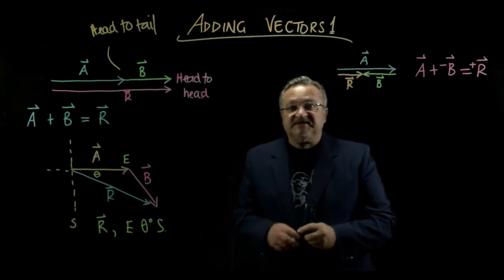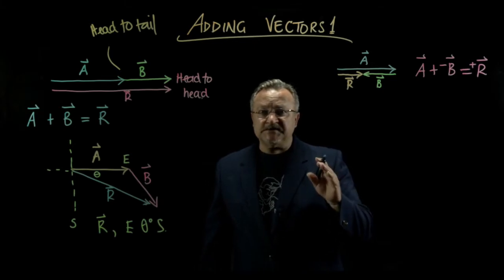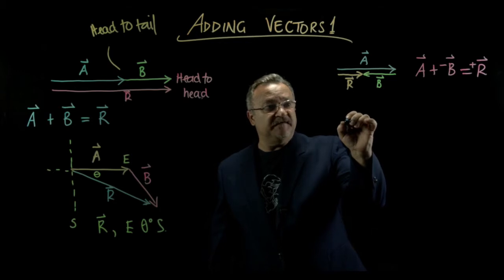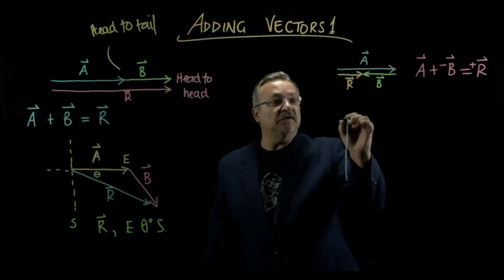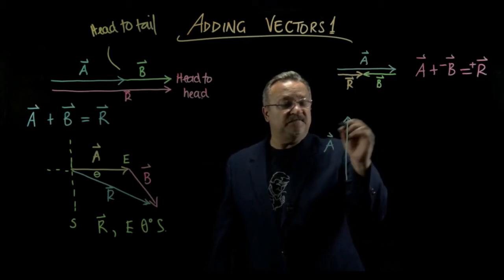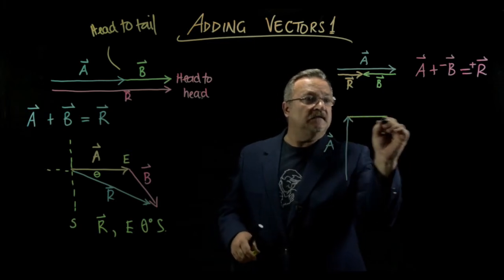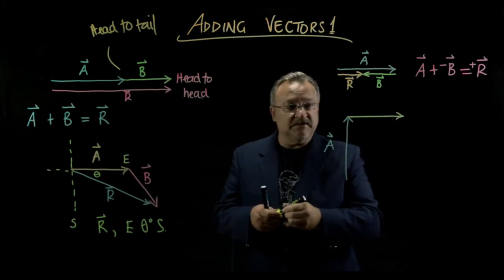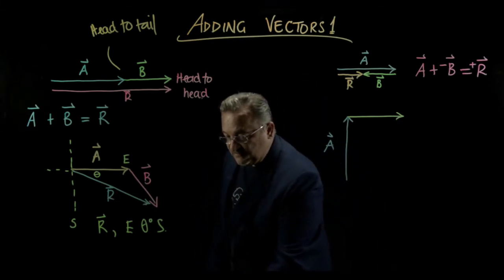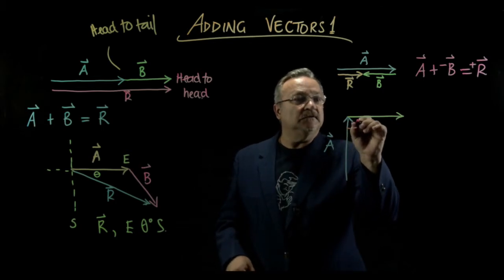To start off, let's keep it simple. What we'll do is we'll draw 2-dimensional vectors this time. So let's say one vector is pointing north. So this is A, and then we've got another vector that might be pointing east. So these are at 90 degrees to each other. Now that's quite useful because then we can apply our laws of trigonometry. This is a right angle triangle here.